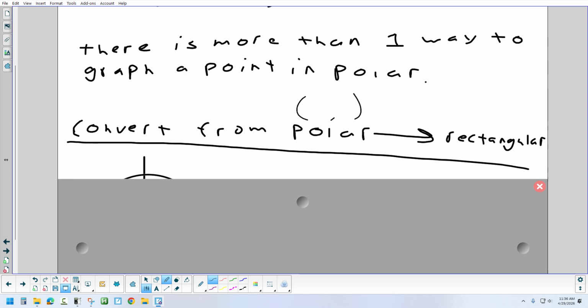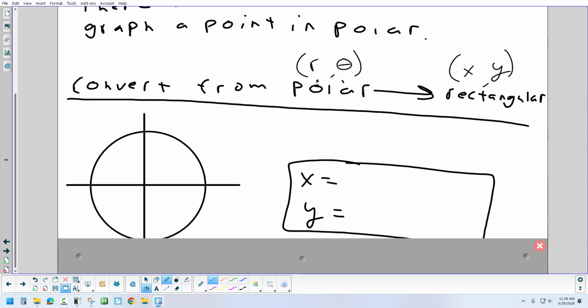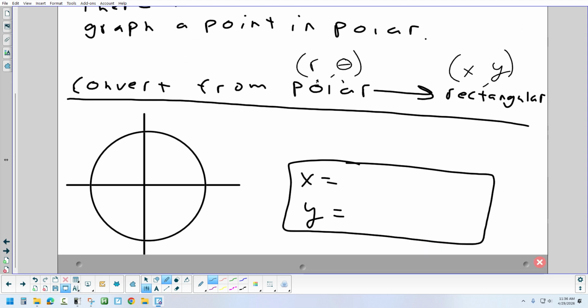When I have you change from polar to rectangular, what do we call the 2 things that I give you in polar? The radius and the angle, theta. And if we're going to change to rectangular, what do we call those 2? X and Y. So when you're changing from polar to rectangular, the goal is to take an R and a theta and make them into an X and a Y. Let's pretend that I give you a point in polar right there. If that's a point in polar, what are the 2 things you're going to know about it?